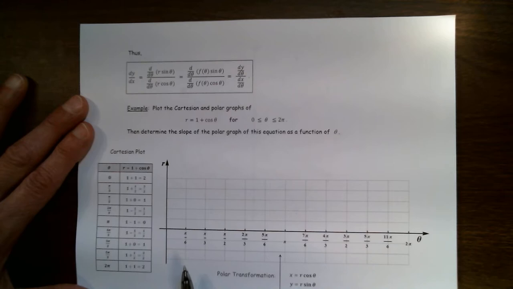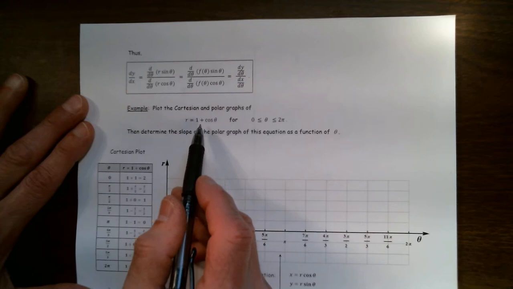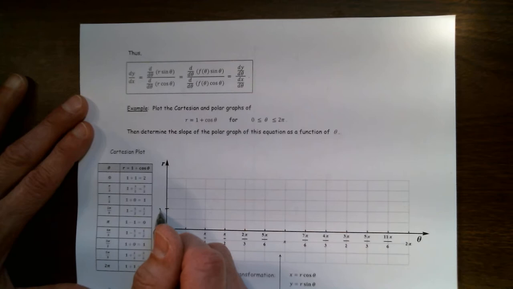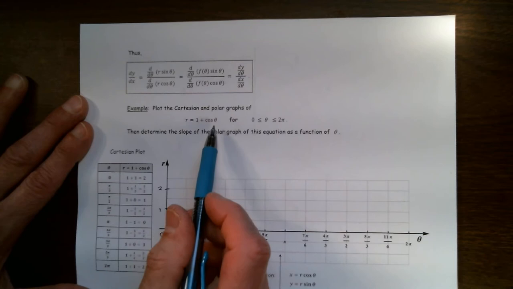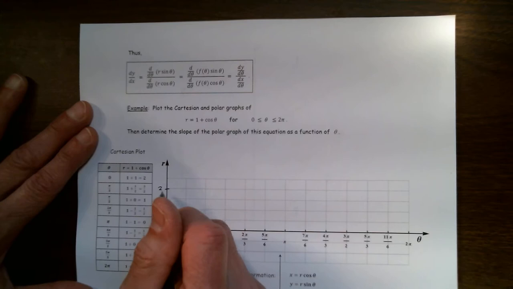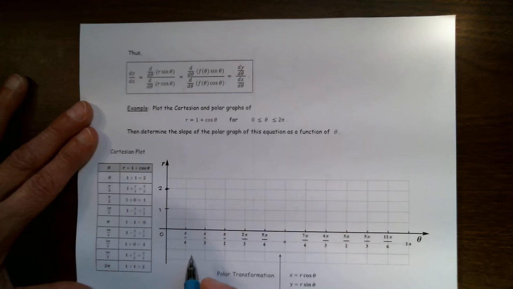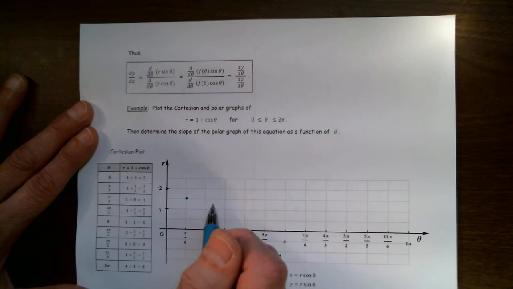And so we scaled our theta axis from 0 to 2 pi in multiples of pi over 6. Our maximal r value is going to be, of course, 1 plus 1, or 2. So let's scale our axis here from 0 to 2. When theta is 0, the cosine is its maximal value of 1. Therefore, r is going to be maximized as well. r would be 2 when theta is 0. Say we let theta be pi over 3, so the cosine is a half, which makes r 1 and a half, 3 halves, at pi over 3.